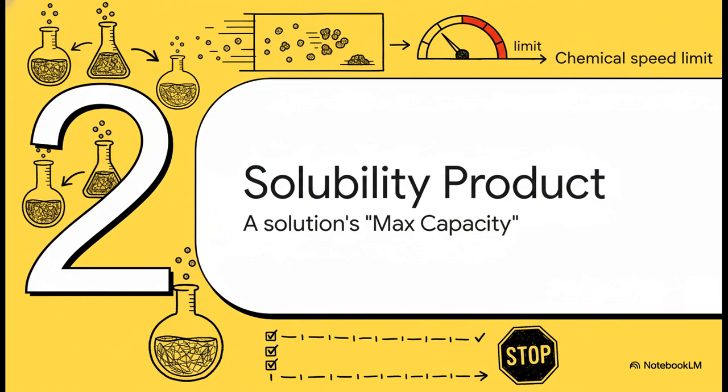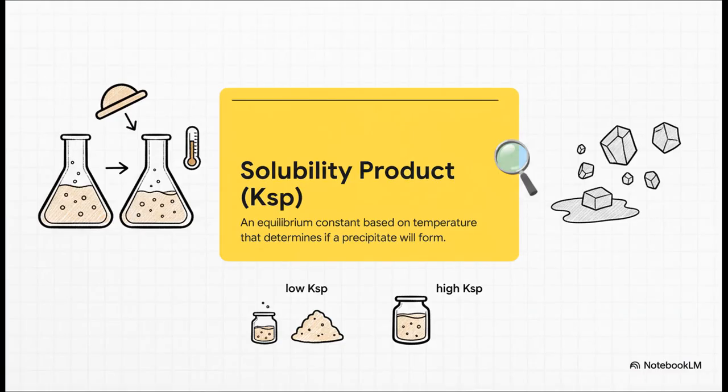So how does the solution know when it's time to form that solid? Well, it all comes down to a really fundamental rule of chemistry, kind of like a maximum capacity that a solution just can't break. And that limit is called the solubility product, or KSP for short. You can think of it as a strict, hard cap on how much stuff can be dissolved in a liquid. Every single salt has its own unique KSP value. Now, here's the key. If a substance has a really low KSP, it means the solution's capacity for it is tiny.